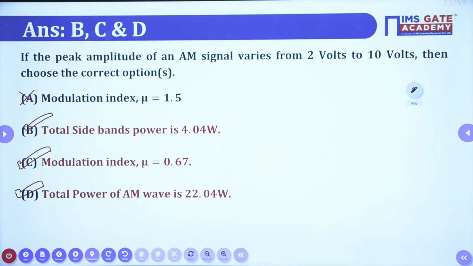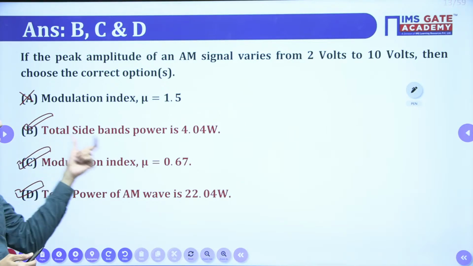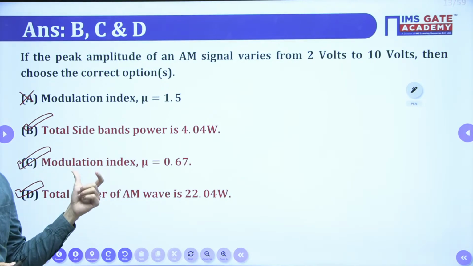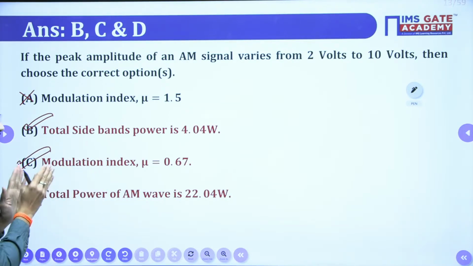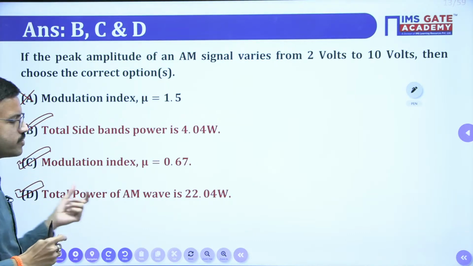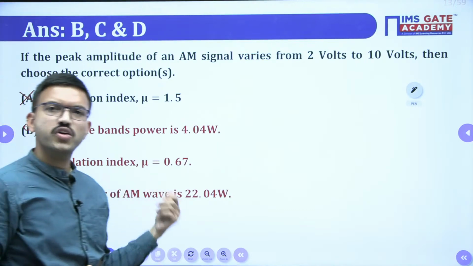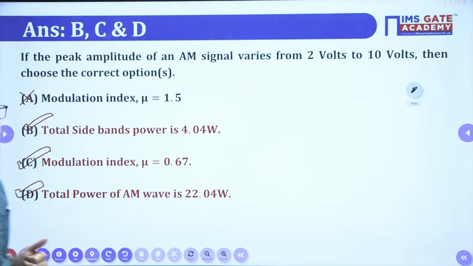So in this way, first you can calculate the modulation index, then carrier power, then sideband power, and then total power. Otherwise, you can calculate carrier power and then total power. If you subtract carrier power from the total power, from there also you will get sideband power. So based on your convenience, you can calculate accordingly. Okay, right. I hope it is clear for everyone. Now let us move on to the next question.